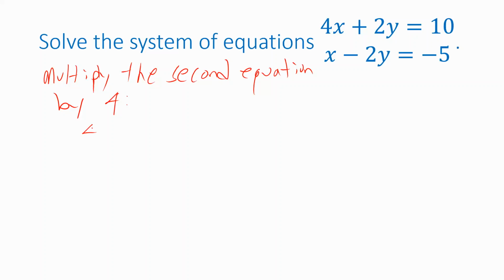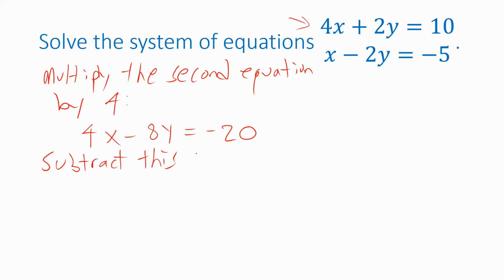So that gives me 4x minus 8y equals negative 5. Sorry, negative 20. Right, because we multiplied everything by 4. 4x minus 8y equals negative 20. Okay, now what's happening is the coefficient in front of the x is the same in this equation and in the original first equation. So let's subtract to get them to cancel. Subtract this from the first equation.